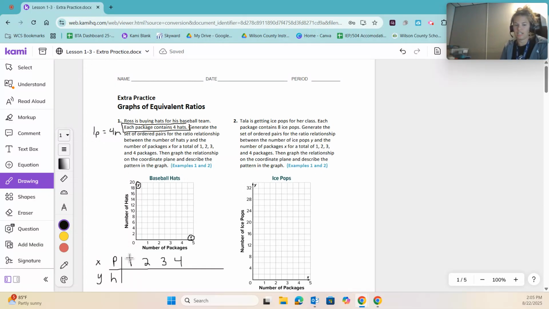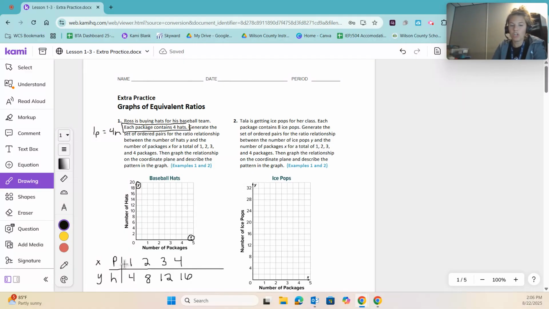So down in our table here, we have one package. Well, that's going to be 4 hats. And for every additional package, we're going to have an additional 4 hats. If we have 2 packages, that means we have 8 hats. If we have 3 packages, that means we have 12 hats. And if we have 4 packages, that means we have 16 hats. That's that same scaling up that we did when we were creating tables.